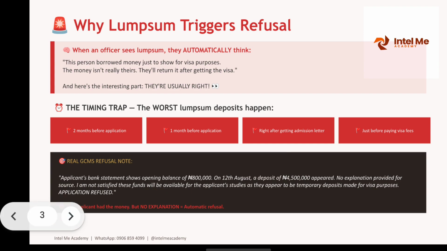Now, this is why lump sum triggers refusals. When an officer sees a lump sum, they automatically think that this person borrowed the money just to show for visa purposes, and the money is not really theirs. Do you get it? And that they will return the money after the visa. And the problem with this is when they return the money, they have nothing to spend to take care of themselves in Canada, and they end up burdening the system. They become a liability, and that's what Canada is avoiding. They want to be sure that everyone coming in meets the requirements for a successful life there, not that they come there and they are struggling.